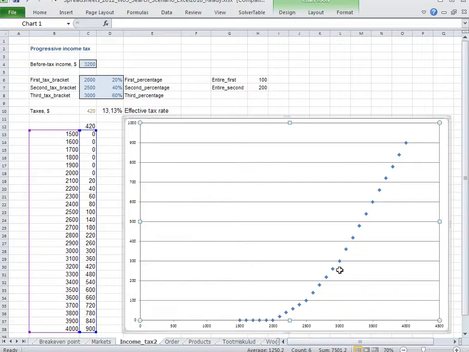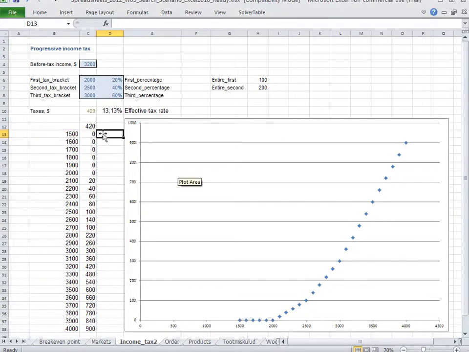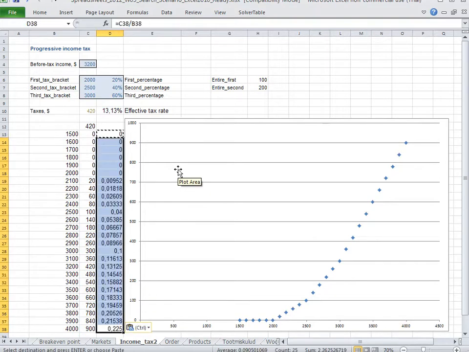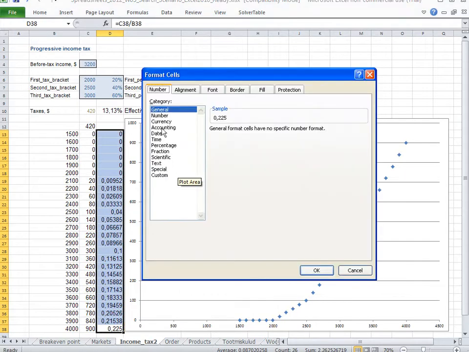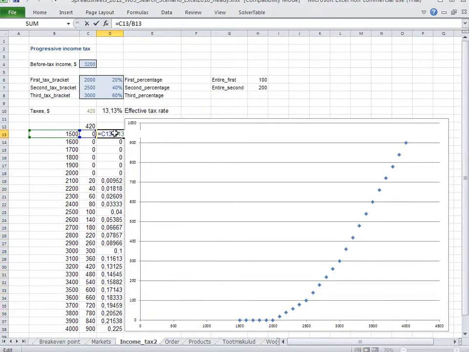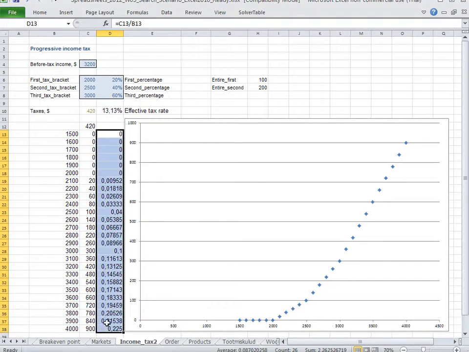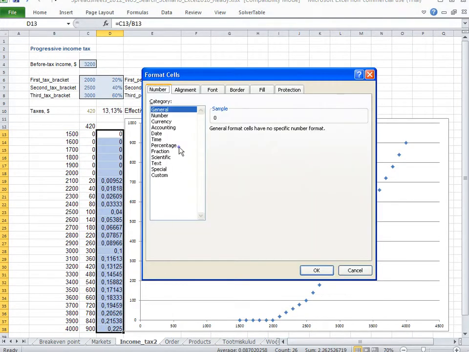Let's calculate this effective tax rate as well. We just do equals taxes divided by income. Taxes divided by income. Let's copy this, and here it is. Let's turn it into a percentage as well. This was taxes divided by income. Let's copy this. Let's select it all. Let's press Ctrl 1 and turn it into a percentage.